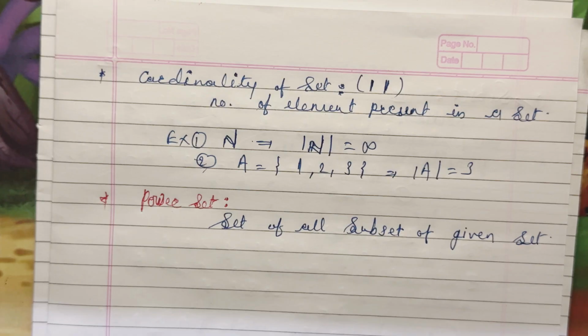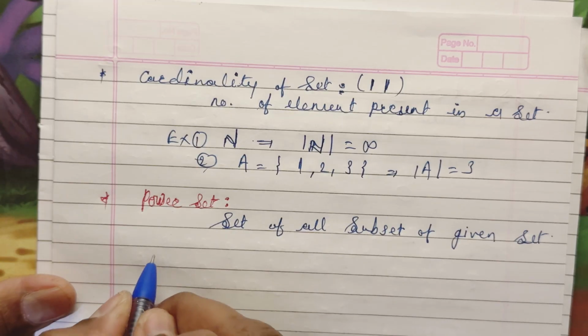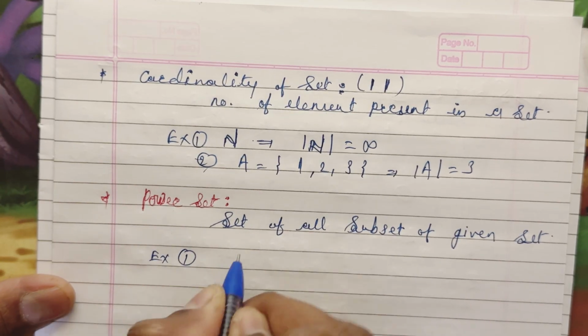It is a simple meaning, guys. All elements which are present in our given set, that means the elements and their subsets, all these things are present in what we call a power set. Let me explain with an example. I'll take 2 elements first and then we go for 3 elements.